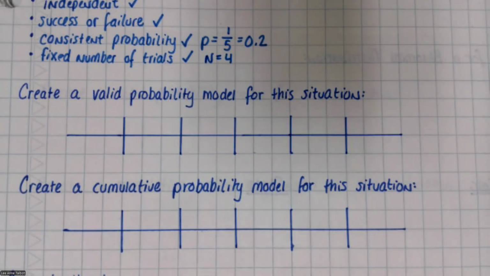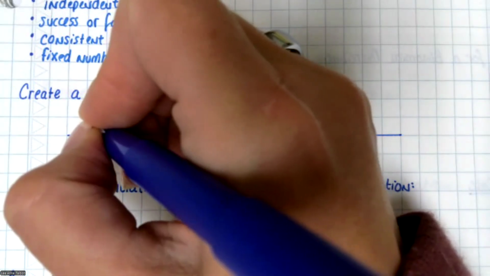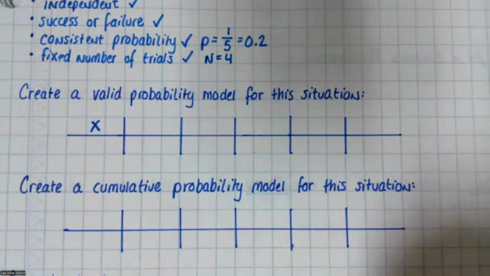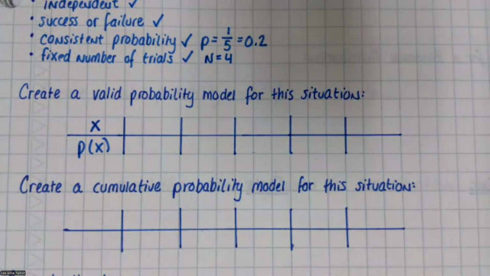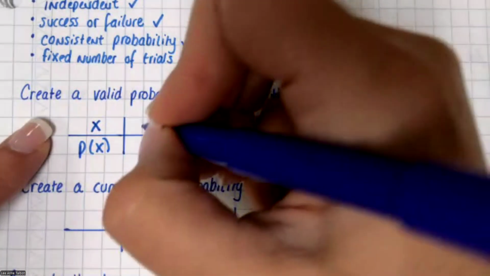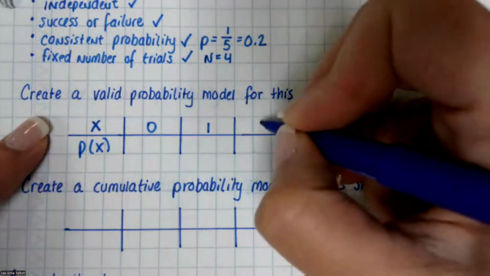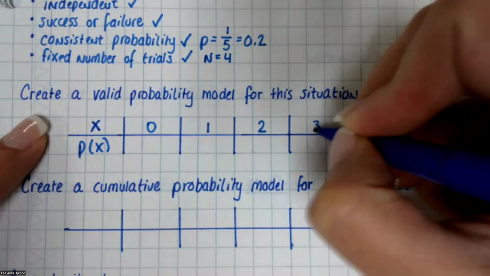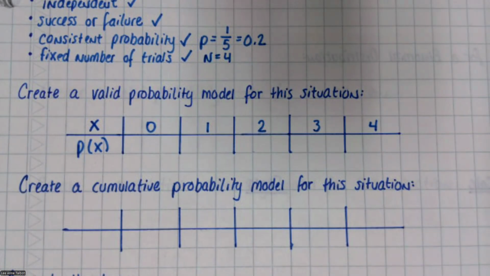So let's remind ourselves how to make a valid probability model. The outcomes are going to go on the top, the possible outcomes, and the probabilities of those are going to go on the bottom. And when I talk about outcomes here, I mean you get 0 questions correct, or you get 1 question correct, 2 questions correct, 3 questions correct, or 4 questions correct. That's all the possibilities in this particular situation.